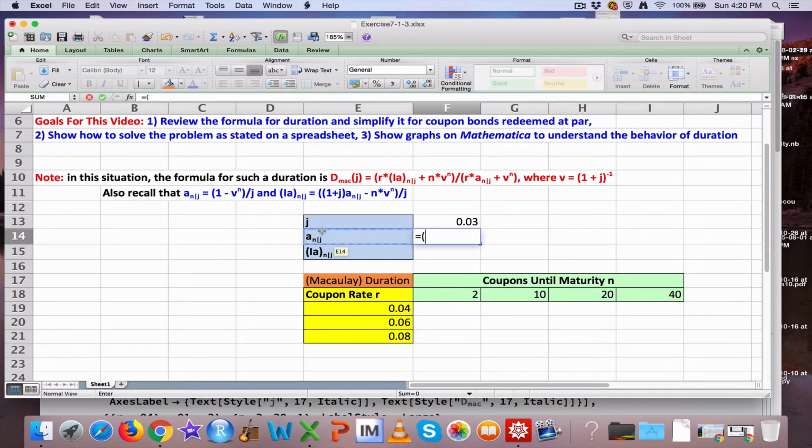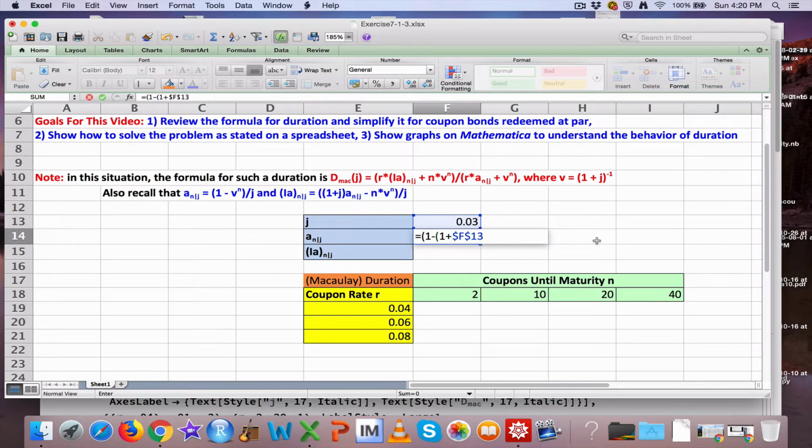Okay, so let's use this formula, 1 minus v to the n, over j. So I have parentheses, because I'm going to divide all this by j. 1 minus, what's v? v is really 1 plus j to the negative 1 power. 1 plus j. j is in cell F13. Now I'm going to want to copy and paste this to the right. I'm going to want j to always come from cell F13. I'm going to play it safe and use dollar signs in front of both the F and the 13.